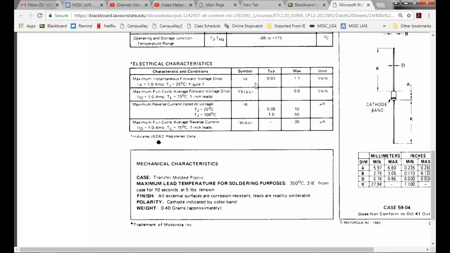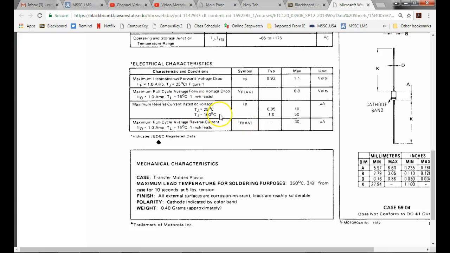About 930 millivolts. Maximum would be what? 1.1. But what you find out is that it changes with temperature. So what they do is they come up here and give you the temperature where it was set up in. And 25 degrees centigrade is very standard for solid state devices.